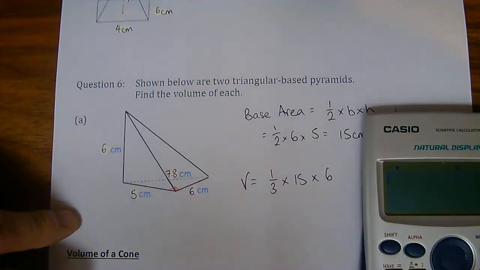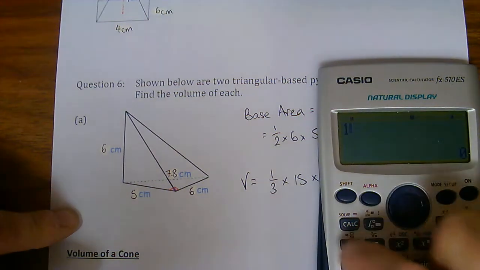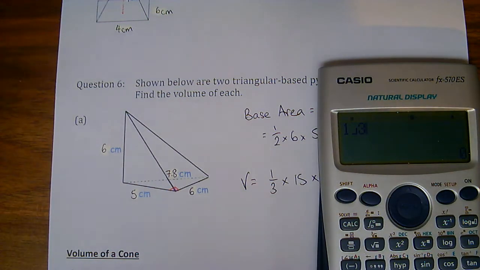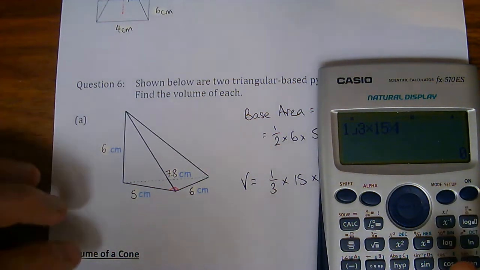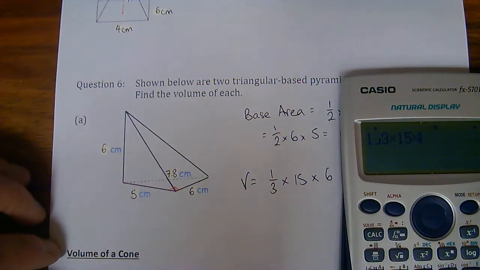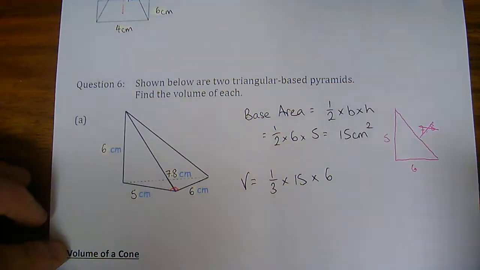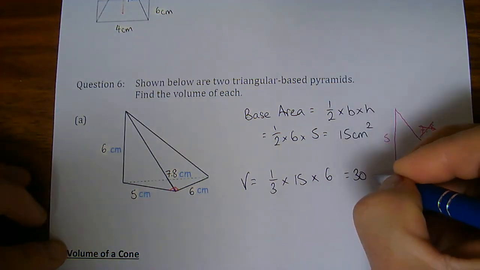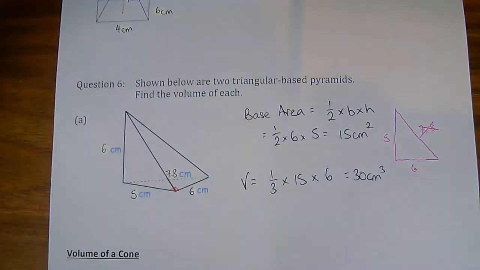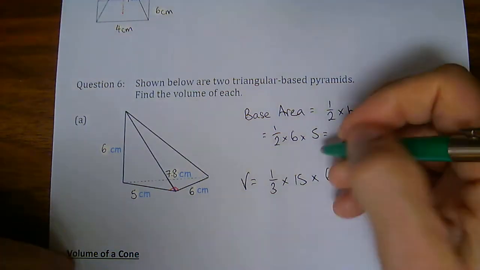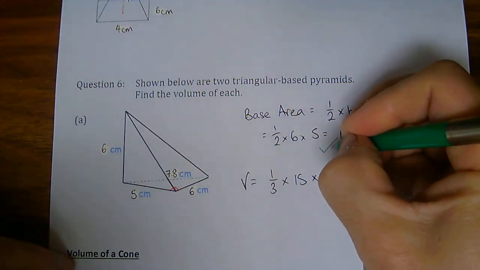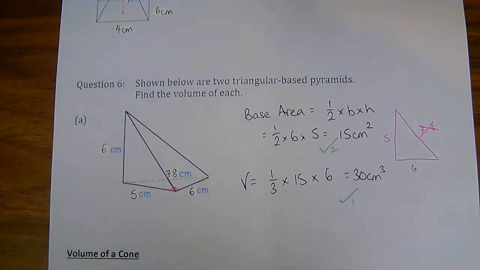Again, I go back to my calculator, I use my fraction button. If I haven't got a fraction button, I can use 0.3333333333, go all the way across, times 15, times by 6. And I get an answer of 30 centimeters cubed. And if we're thinking about the GCSE marking, we're getting 2 marks here. Okay, and we're getting 1 mark for that last bit, which is just applying the formula.